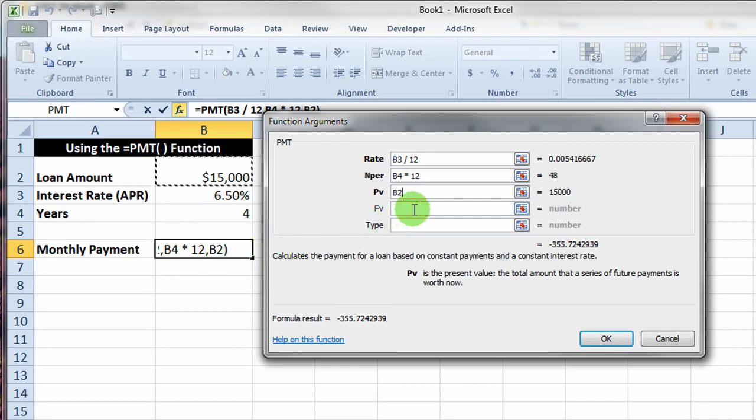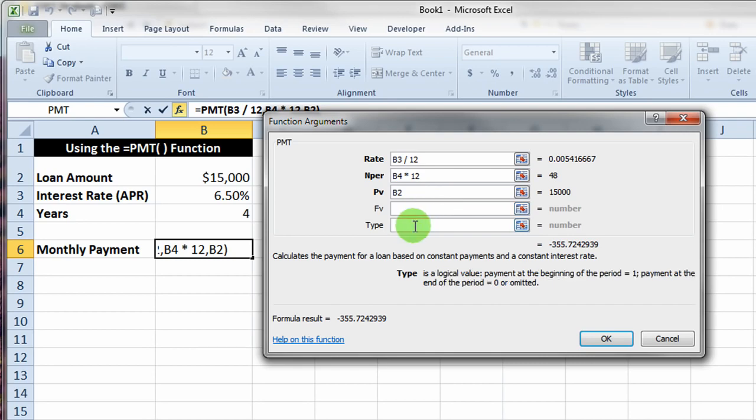Now the last 2 boxes on this dialog here are not necessary. They're optional. You can click in them and they'll tell you what it is. They say the future value is 0 if you leave out this argument, so you're assuming you're paying off the entire loan. But if you were going to have a balance at the end of the payment period, you could put that future value in there.